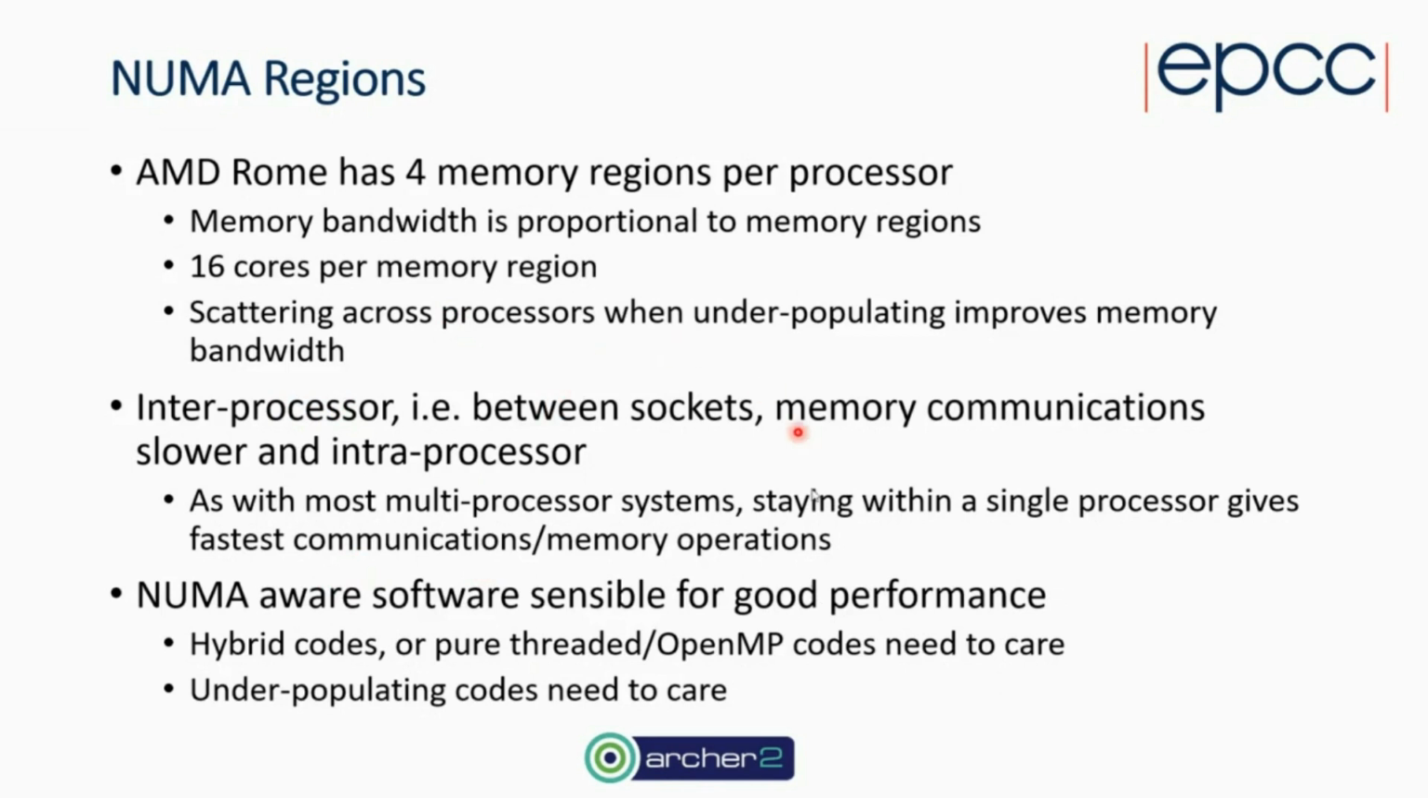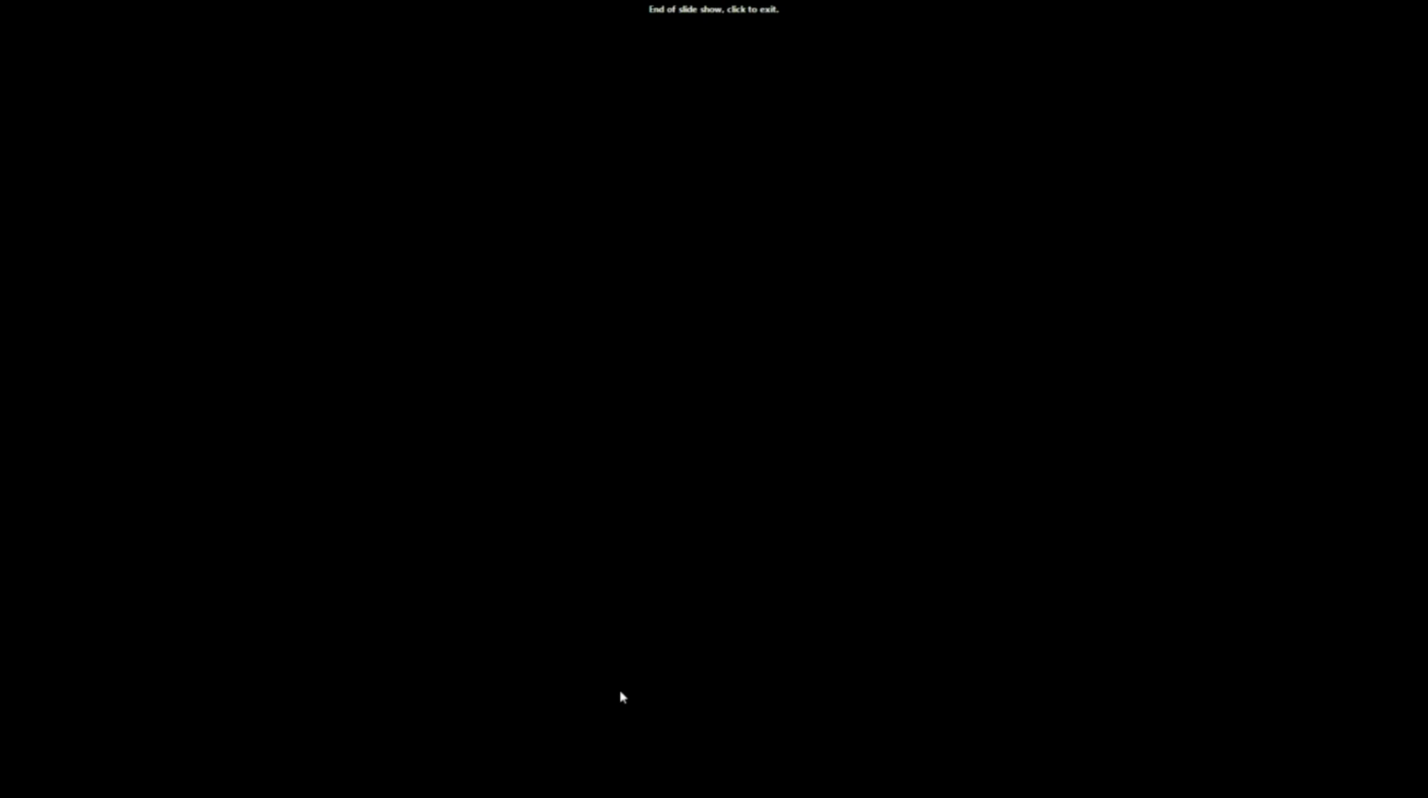And then, yes, NUMA software and NUMA performance, so this non-uniform memory access stuff, means that going between processors is slower, and going between these memory regions is slower. So NUMA-aware application programming is beneficial to give you good performance.